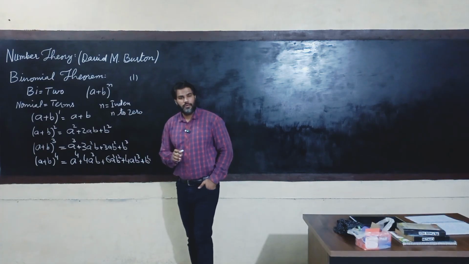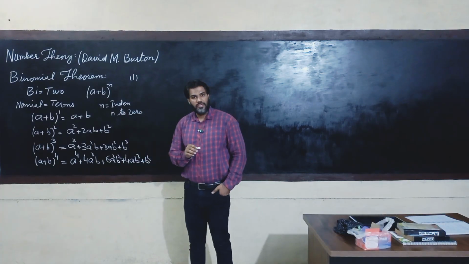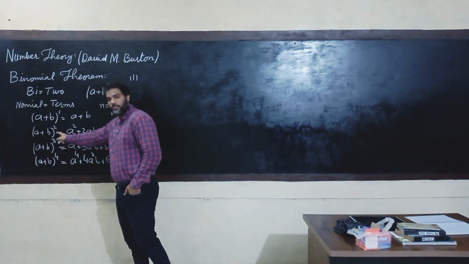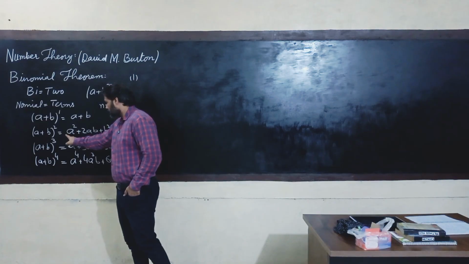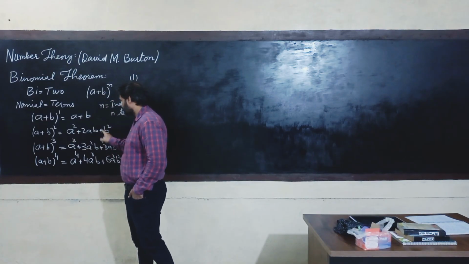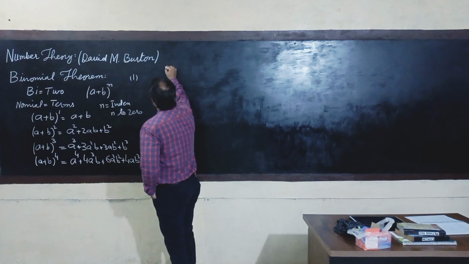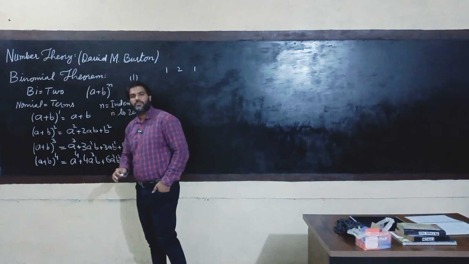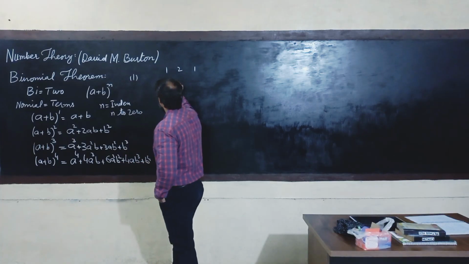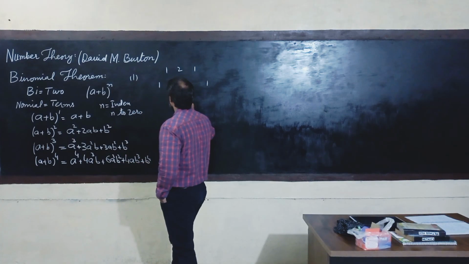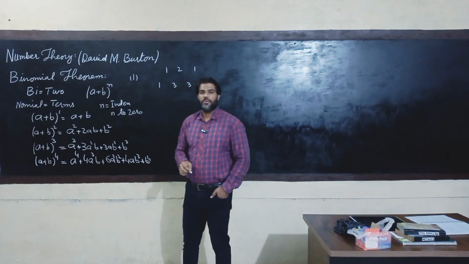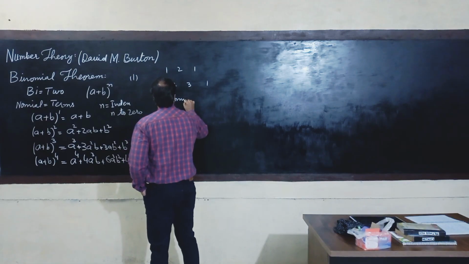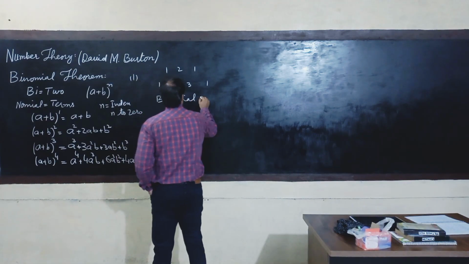The last and the most important thing that we will discuss in this topic is these numbers. In (a + b)^2, the coefficient of a^2 is 1, the coefficient of ab is 2, and the coefficient of b^2 is 1. These numbers are 1, 2, 1. Similarly, the coefficients in (a + b)^3 are 1, 3, 3, 1. These coefficients are actually called the binomial coefficients.